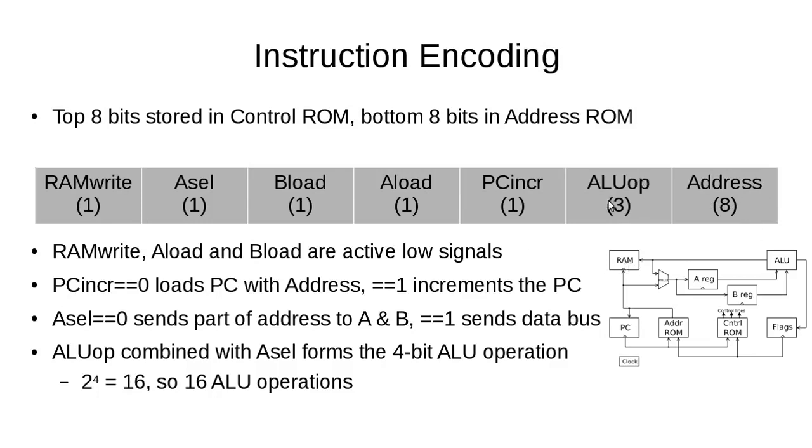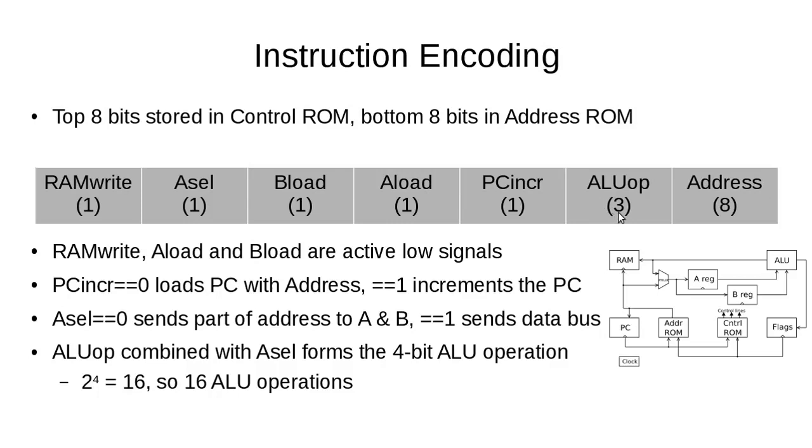We've got 3 bits for the ALU operation. Now 3 bits normally only means 8 possible operations, but I'm going to steal the multiplexer line, because when we're doing ALU operations, we're probably not going to be using the multiplexer.